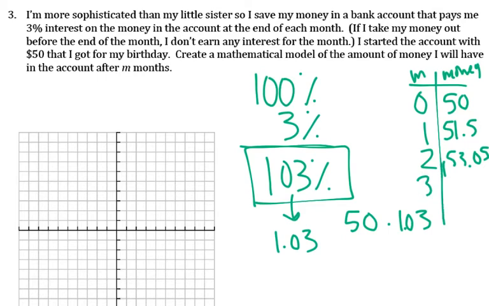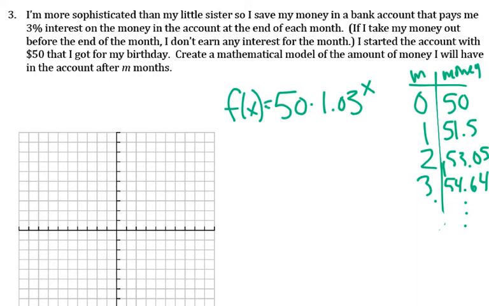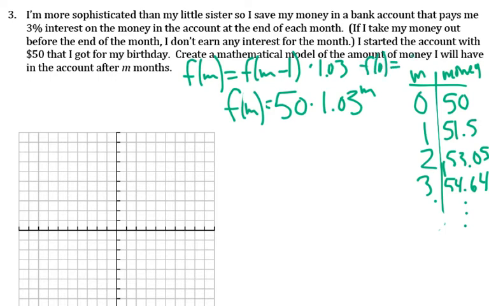For 3, if we keep going, $54.64, and so on. Okay, could we make an equation here? Yeah. So where did we start out? We started out at $50 times it by 1.03 multiple times. That's what it would look like. Oh, f of m. Forget that they wanted the m, didn't they? If I did recursive, f of m equals f of m minus 1 times 1.03, and f of 0 would equal 50.